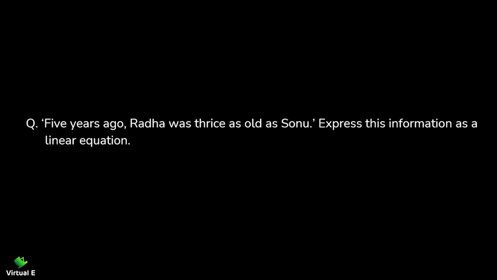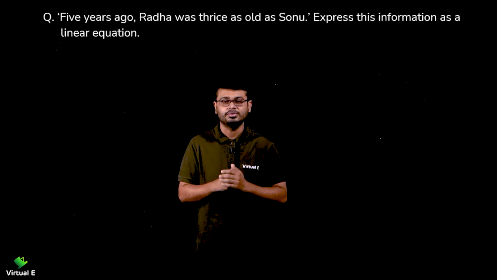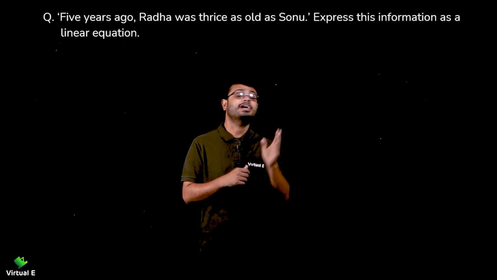Let's start. 5 years ago, Radha was thrice as old as Sonu. Express this information in a linear equation. So here there are two people. One is Radha, another is Sonu. And it is given that age 5 years ago.